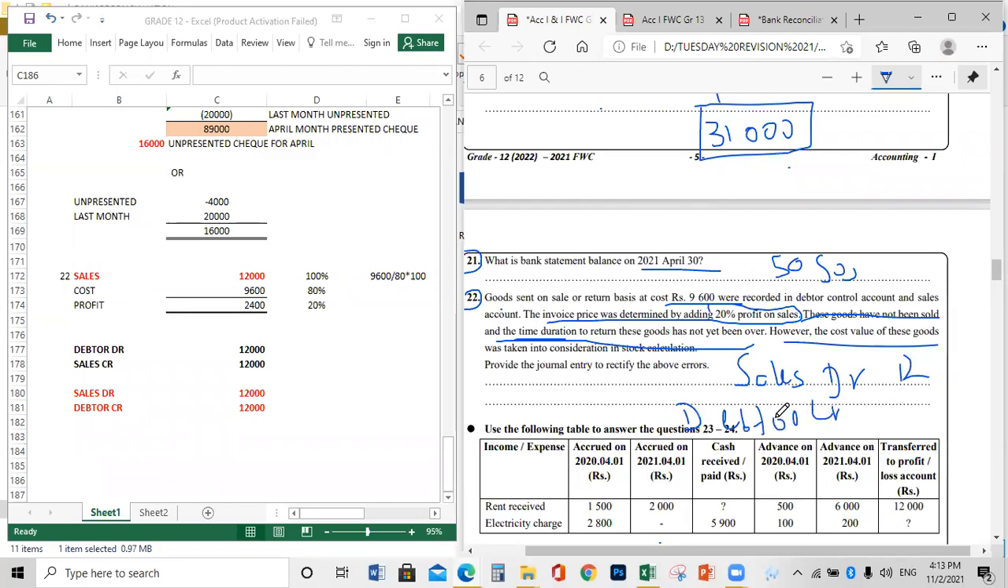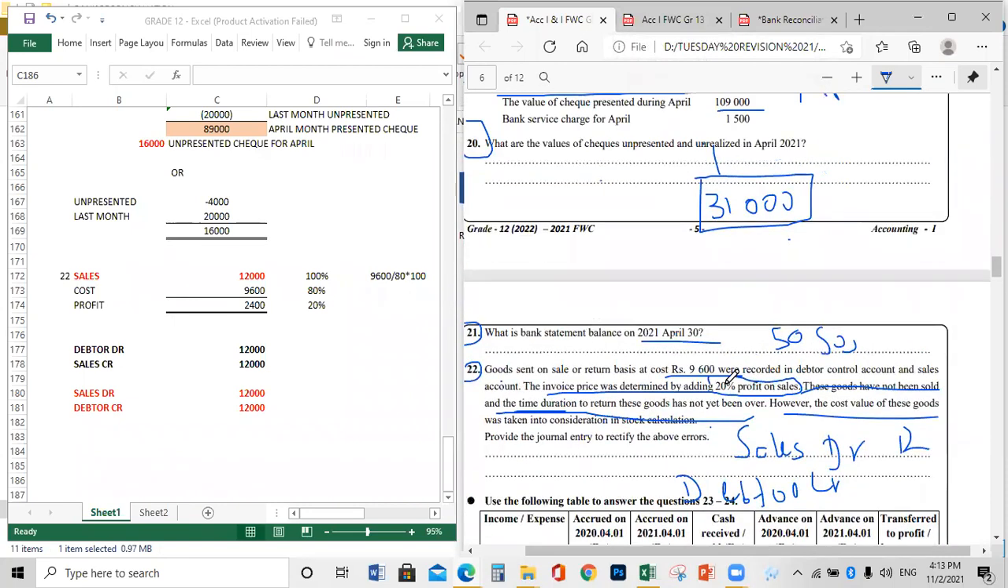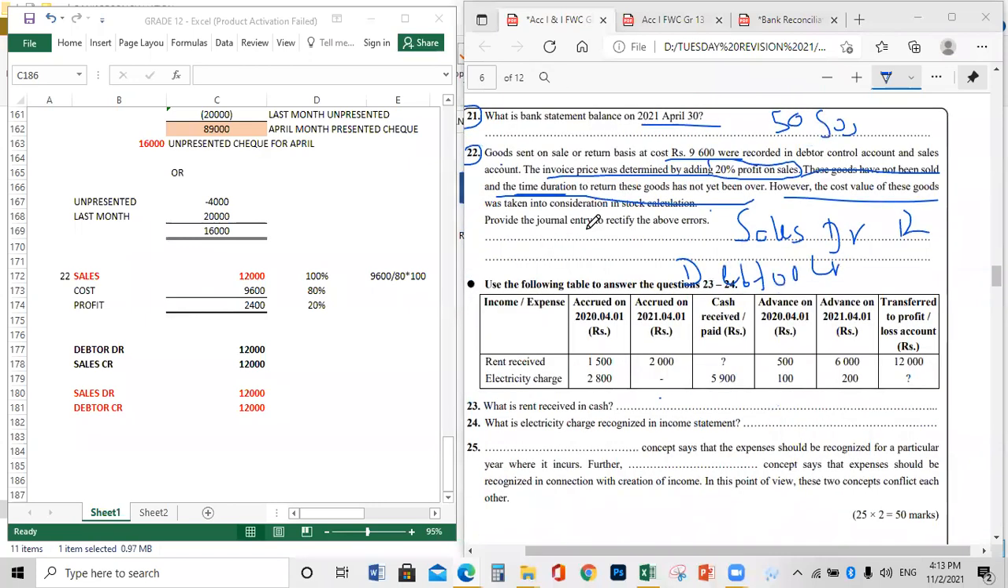Are you all clear? Okay, are you all clear? So I think we are done with all the grade 12 questions. Just check and tell me if you are done with part 1, all 25 questions in grade 12. Are we done?